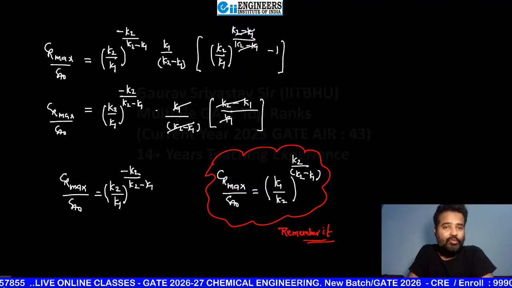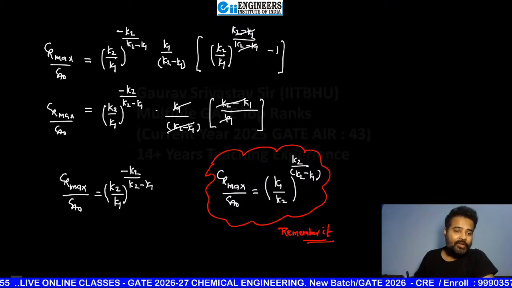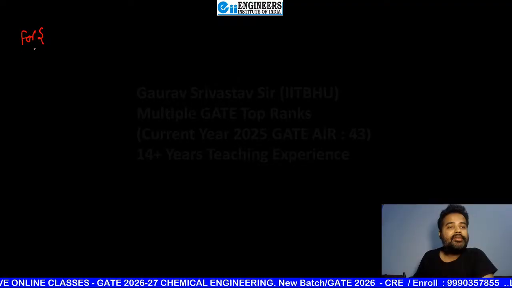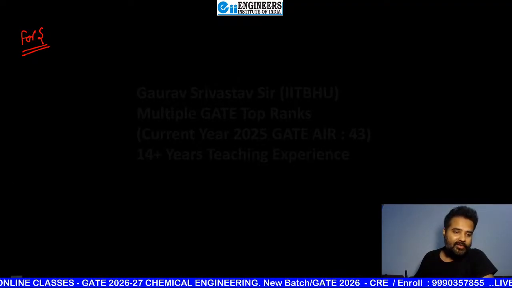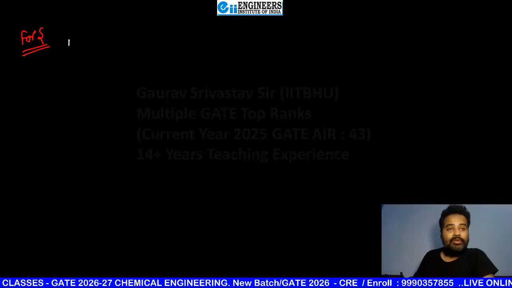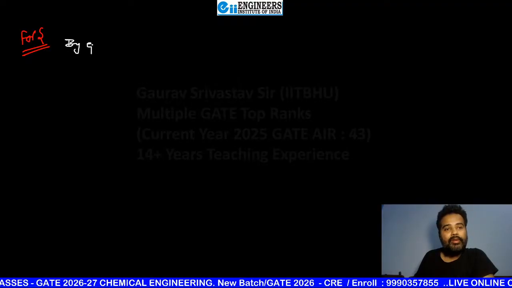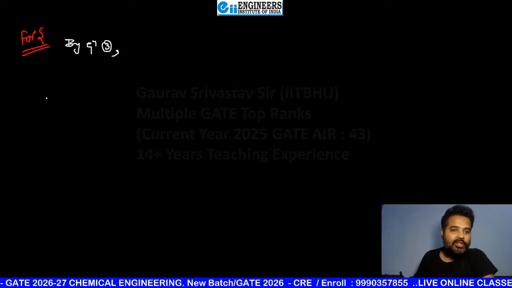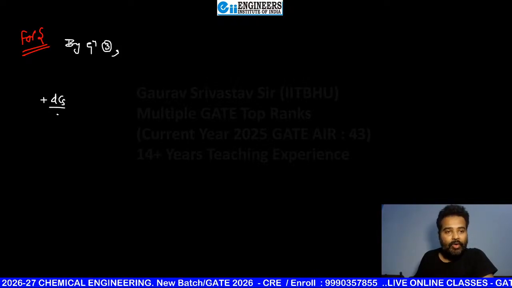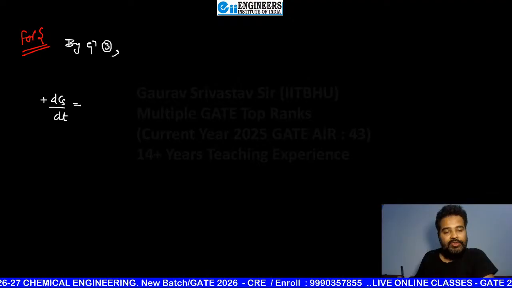Because time is already up, I am giving you the case of CS as homework. This one you need to remember. Okay, so now for CS, what to do? We have one equation, equation number 3, and that equation was dCS upon dt equals K2 CR.